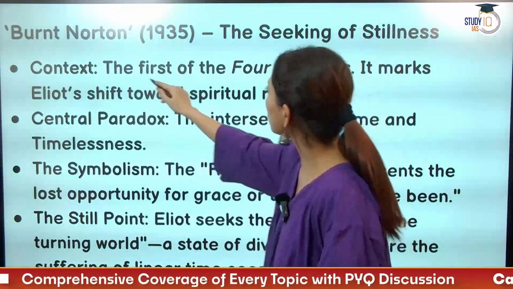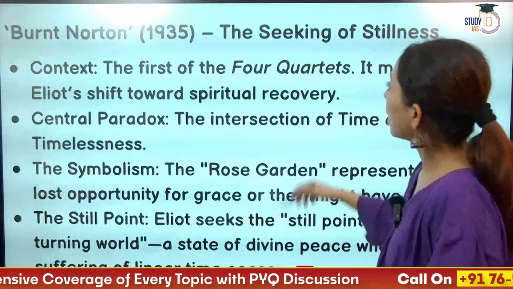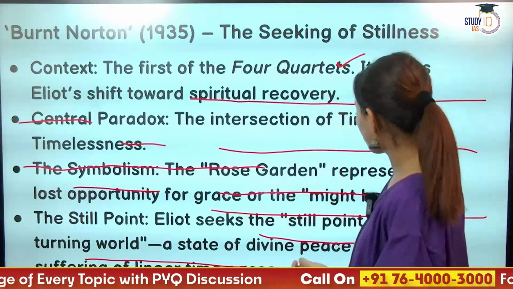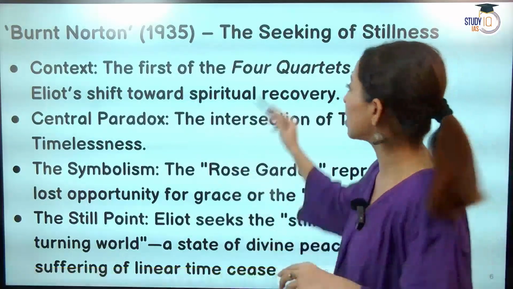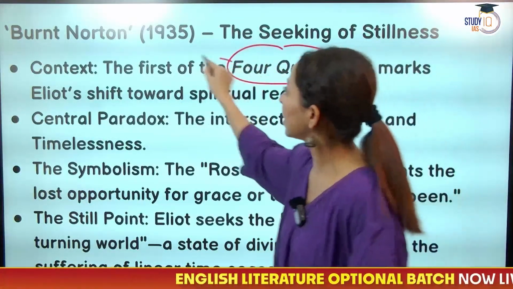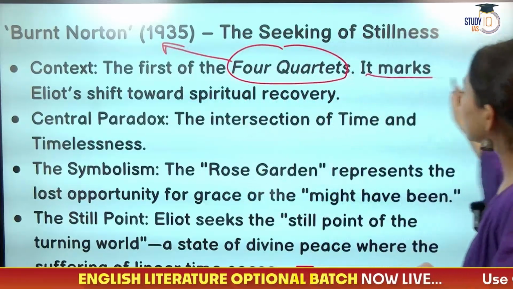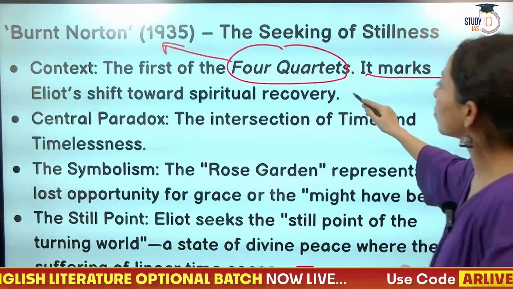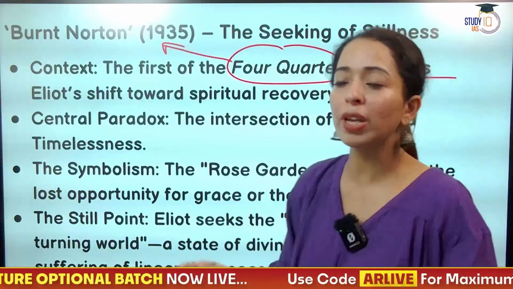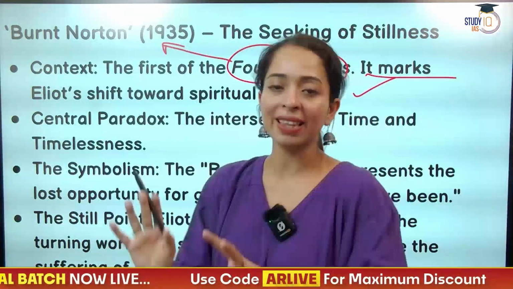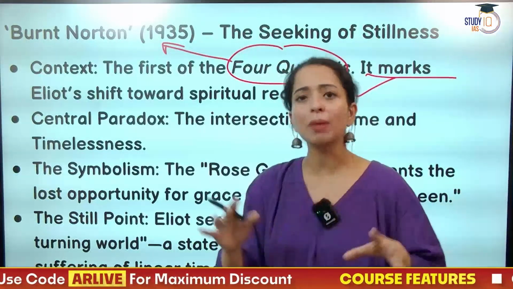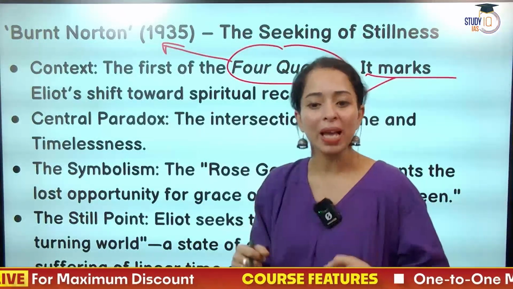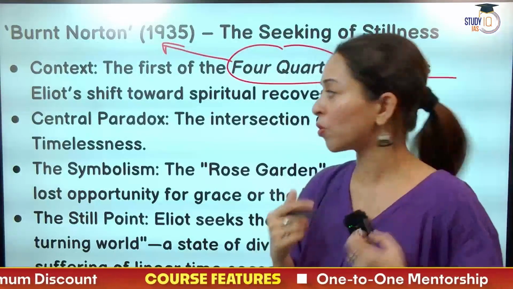So it is the first of the Four Quartets; of the Four Quartets, Burnt Norton is in your course. This is the first of the Four Quartets. It has four quartets, and Burnt Norton is the very first. This marks Eliot's shift to spiritual recovery. There is a hope that he would be spiritually recovered. In that age, where spirituality has not completely vanished, Burnt Norton brings the hope that yes, there is a possibility of spiritual recovery.